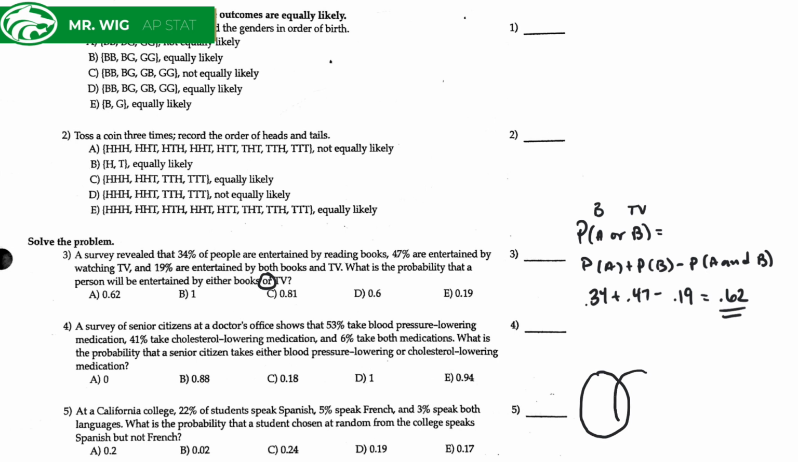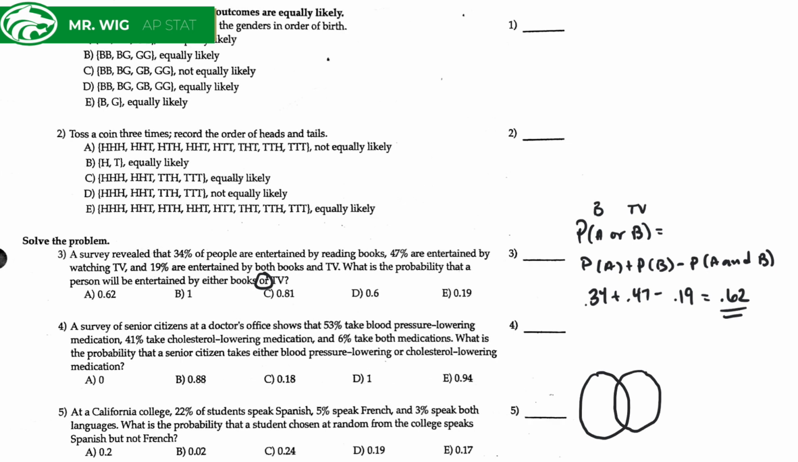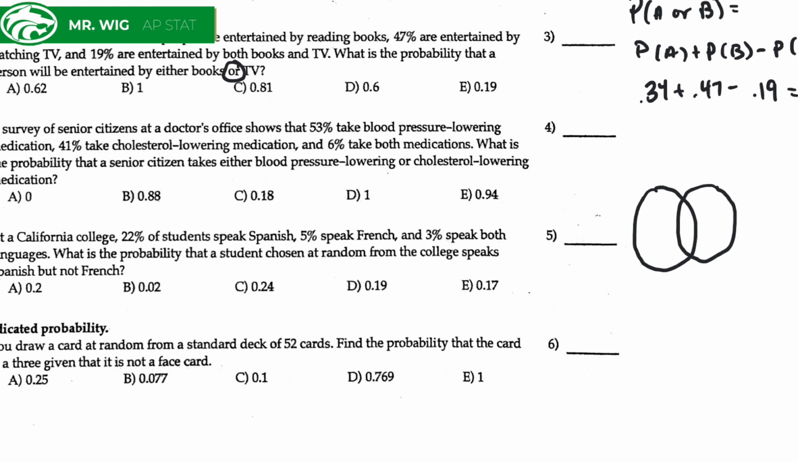And so if we create a Venn diagram, let's call this one the Spanish, this is going to be the French, this is going to be obviously both. There is 22% of the population in the Spanish category, and then there is 5% in the French category, and there is 3% in both.